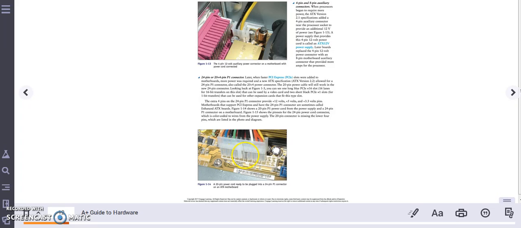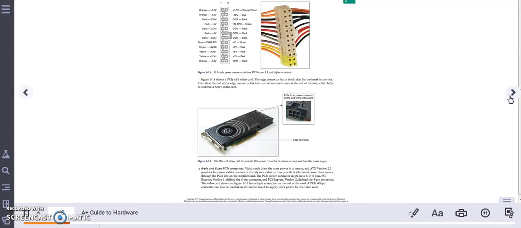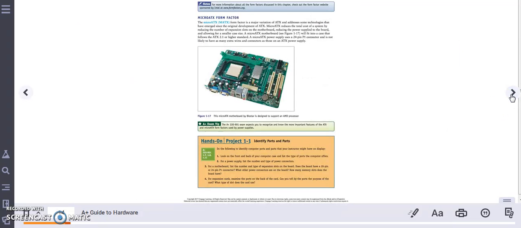This clip that's on here is very difficult to remove for a reason, because you don't ever want that to become accidentally dislodged, because then it could interrupt power to the board, which could be catastrophic. And here it talks about the P1 connector. There's a special type of video card. Here the chapter talks about the micro ATX form factor.